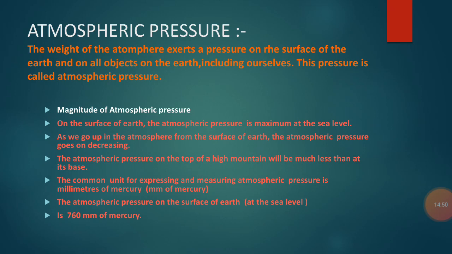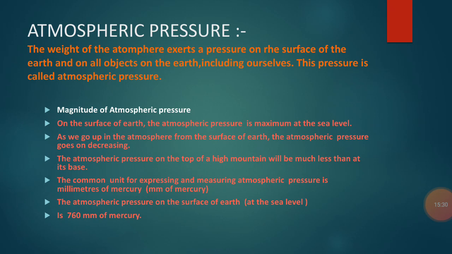As we go up in the atmosphere from the surface of the earth, the atmospheric pressure goes on decreasing. Why does it decrease? This is because when we go up in the atmosphere, the weight of the air above us goes on decreasing, and due to which the pressure also goes on decreasing. So we can say that the atmospheric pressure on the top of a high mountain will be much less than at its base.